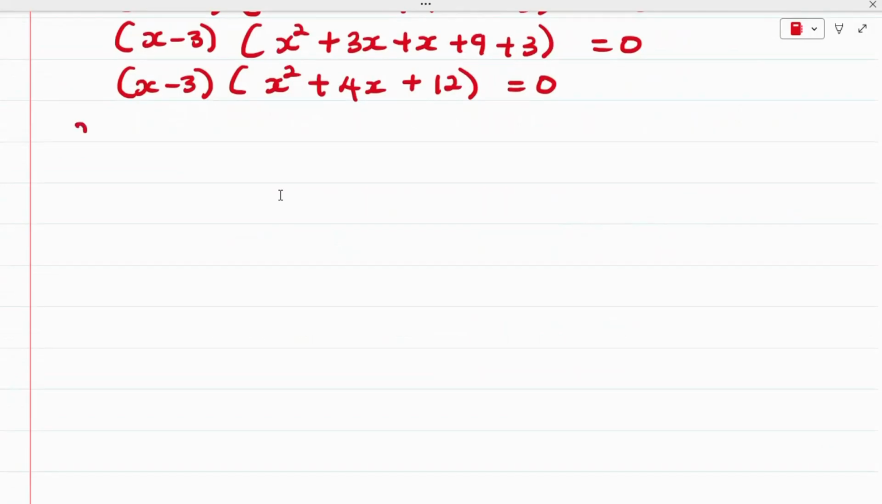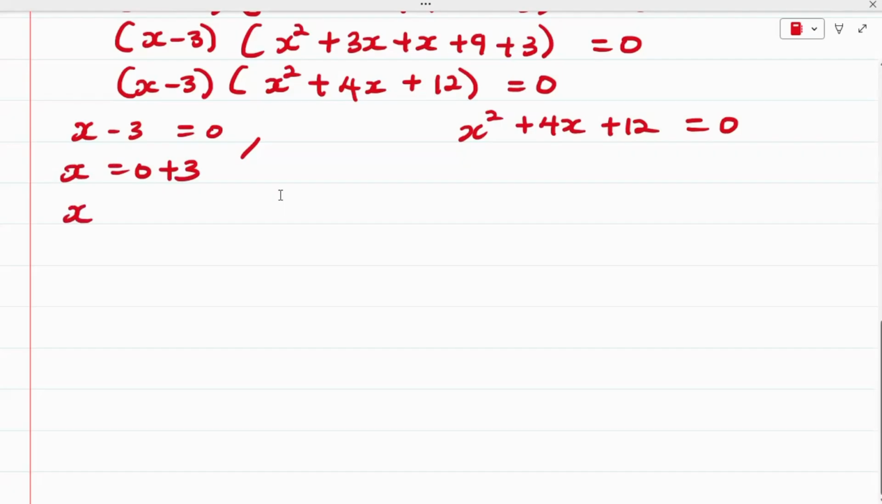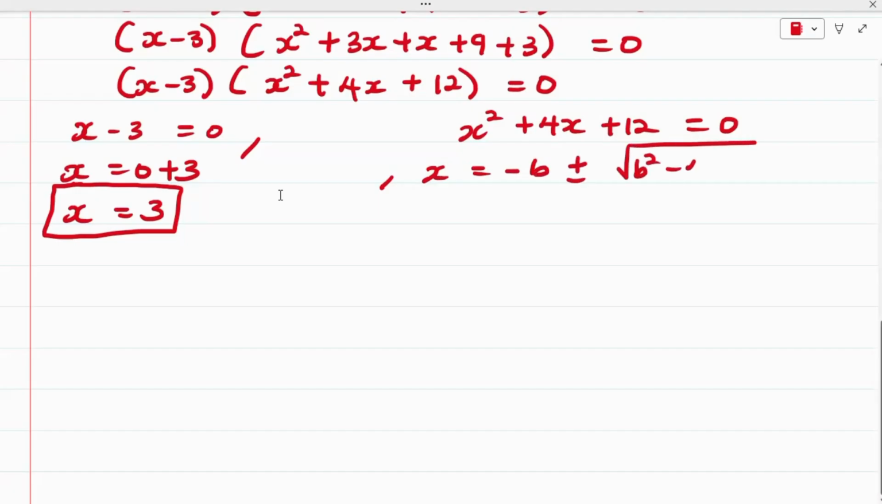So from here we have that x minus 3 is equal to 0 and x squared plus 4x plus 12 is equal to 0. Alright, so from here we have x is equal to 0 plus 3, and x is equal to 3. So we have the first value of x. For the quadratic equation, we want to simply solve it by making use of the quadratic formula that says x is equal to minus b plus or minus the square root of b squared minus 4ac, divided by 2a, where a is equal to 1, b is equal to 4 and c is equal to 12.